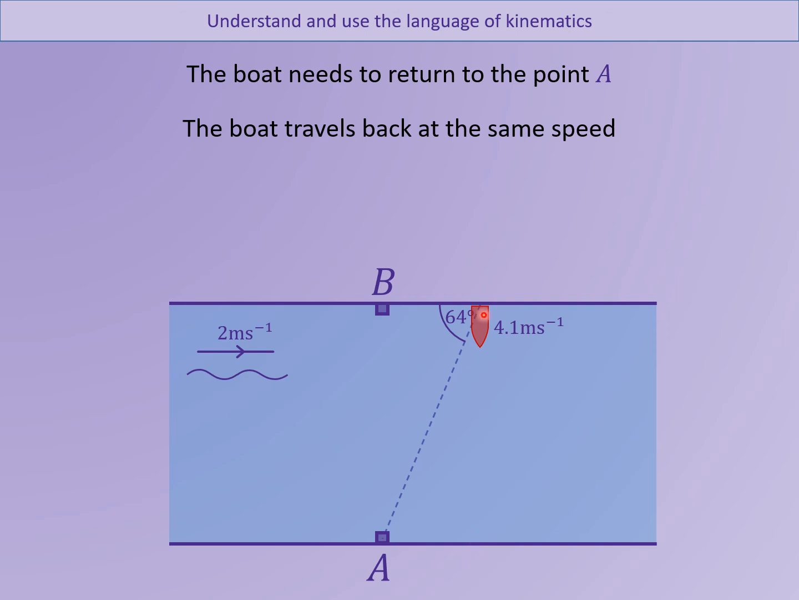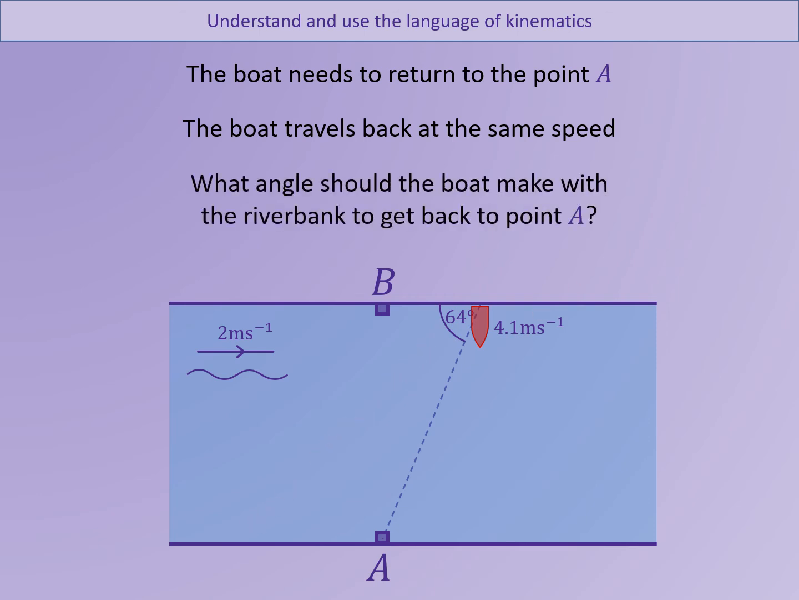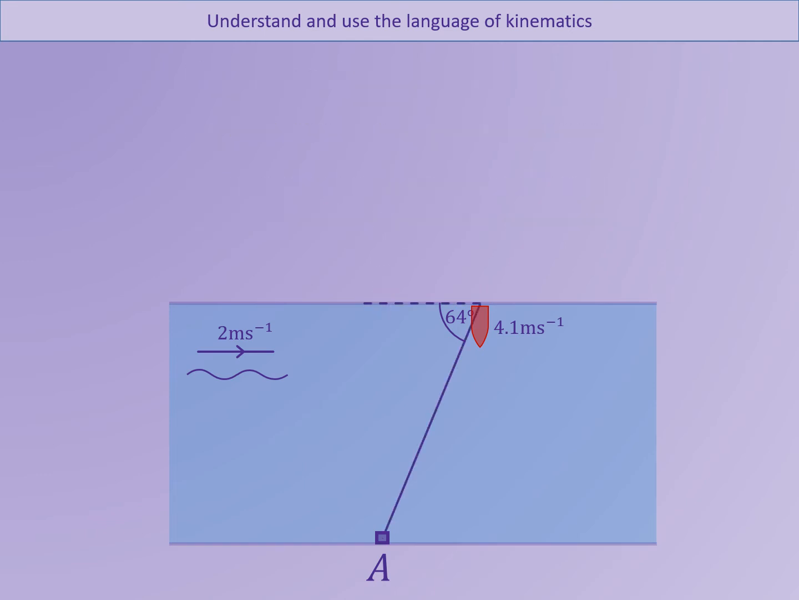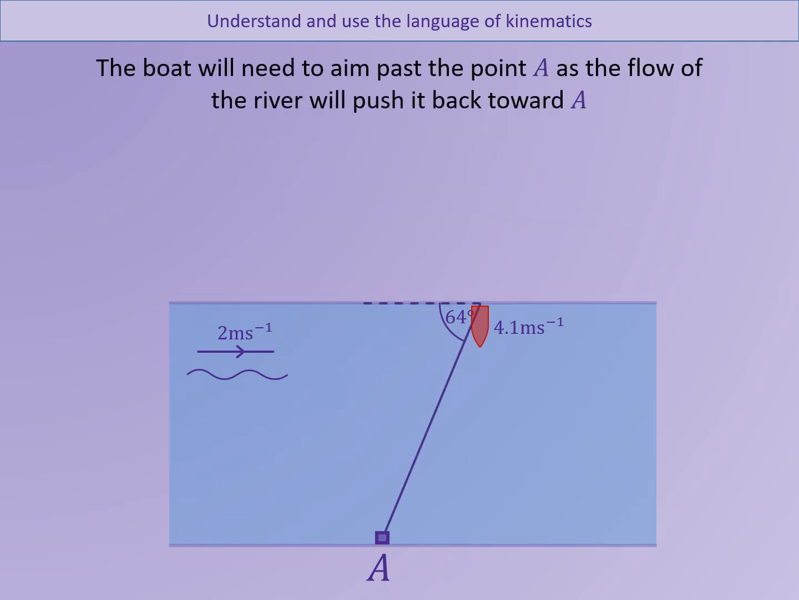So in order for it to arrive at point A, it actually needs to travel in a direction that is further up the riverbank. So the boat's going to aim past A, and the flow of the river is going to push it back. So this time, the 4.1 metres per second, which is the velocity of the boat, will be in this direction here. We then put the vector of the velocity of the boat head to tail with the vector for the velocity of the water.